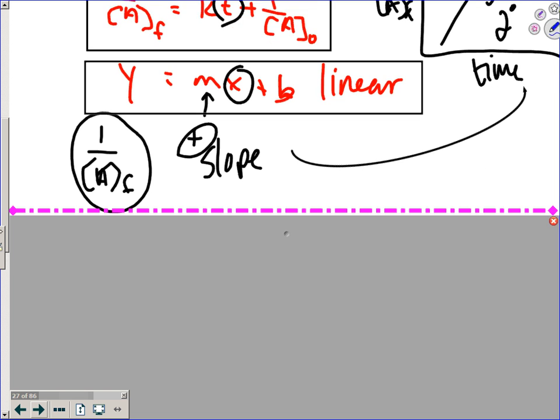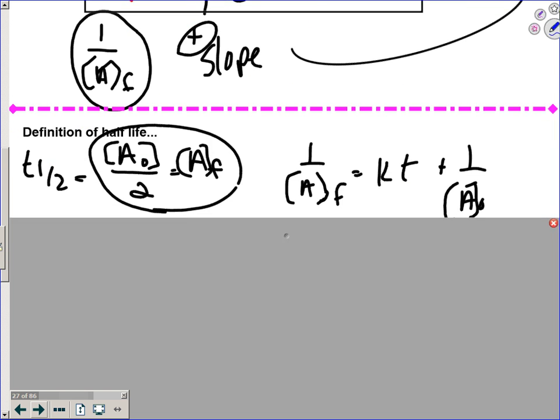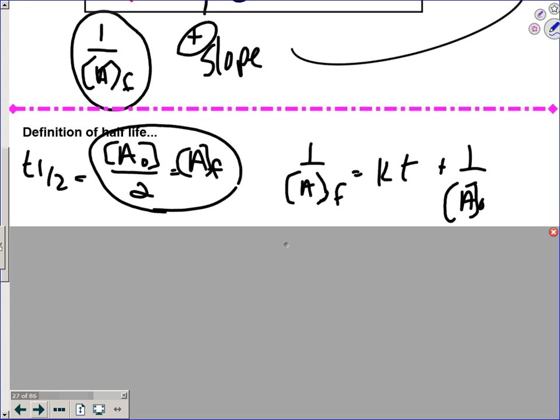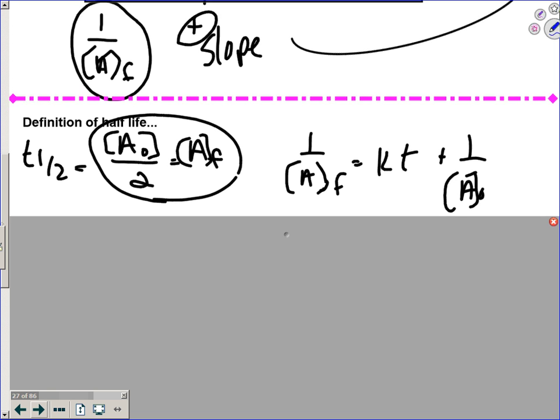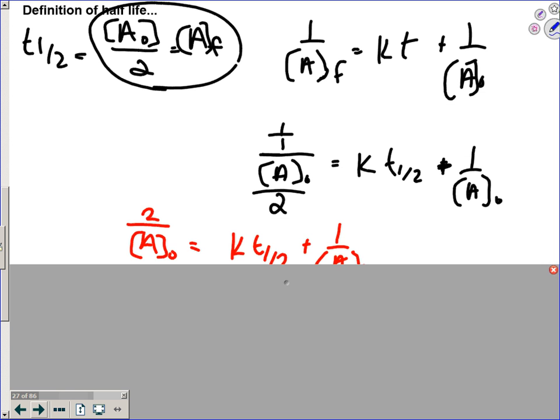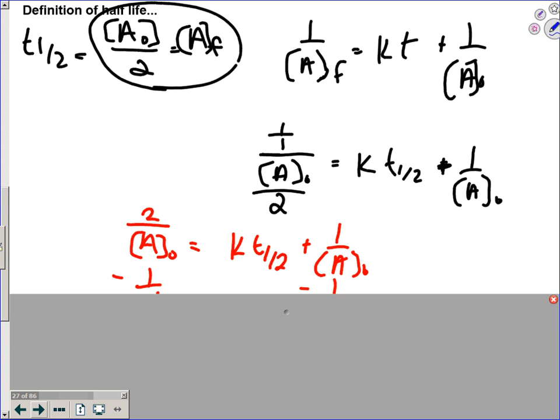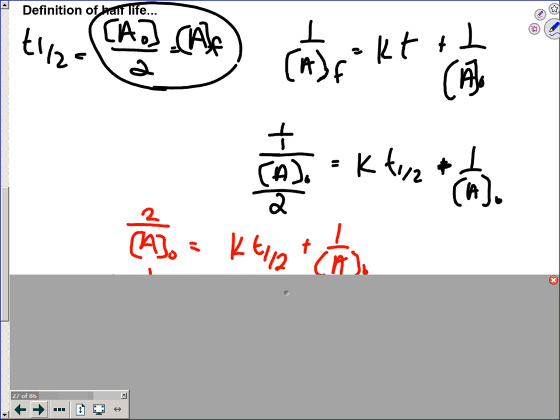All that we already said, positive slope, okay. Again, A final is equal to A initial over 2. So I'm going to plug this in right here. Looks kind of messy, but here we go. So 1 over A final is 1 over A initial over 2. So this looks messy, right? But how do you manipulate 2 fractions? Copy dot flop. So it's actually 2 over A initial is equal to kt plus 1 over A initial. Okay, so that's not too bad.